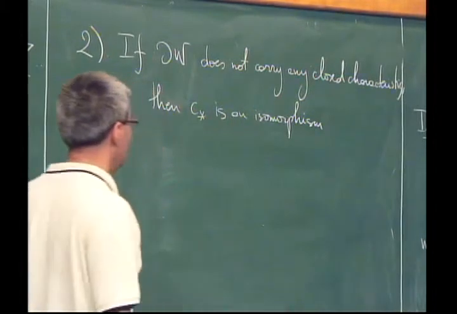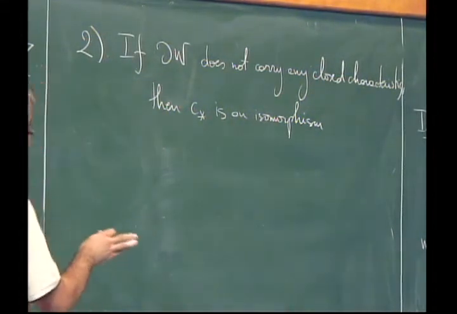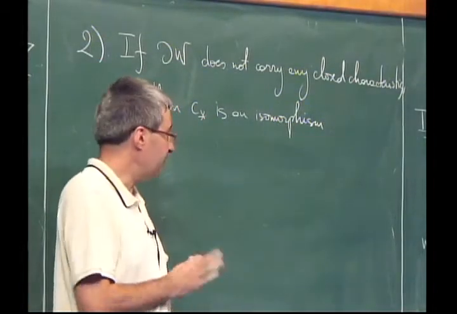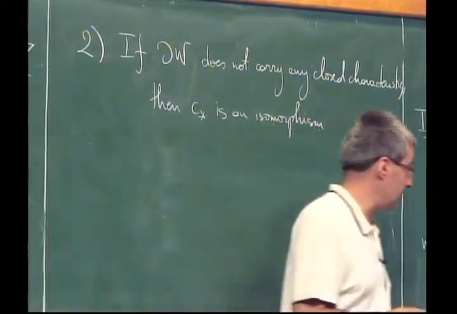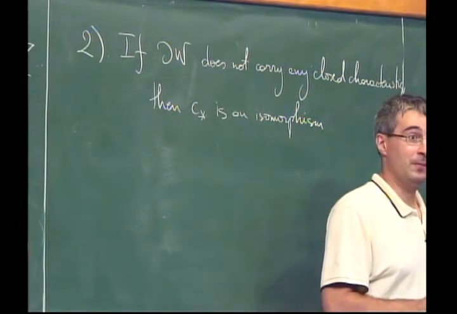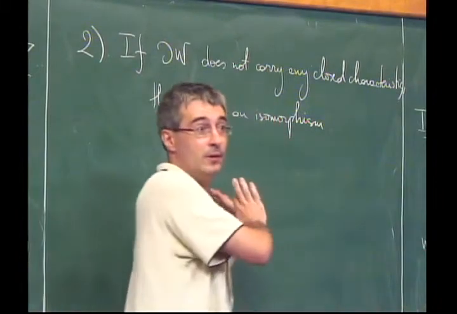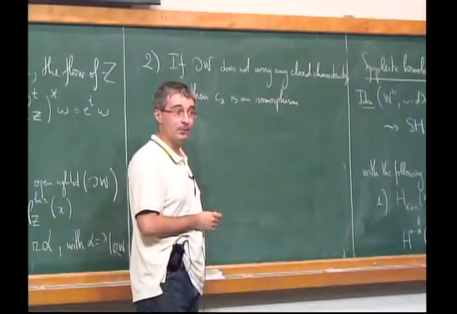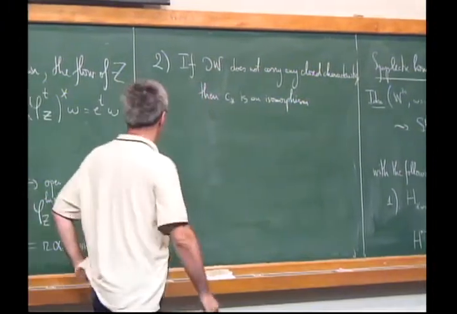Yeah? And this was Viterbo's idea to approach from an algebraic point of view the Weinstein conjecture. If ever you're able to prove that this map is not an isomorphism, you conclude that you must have some closed characteristic on the boundary. So you prove the Weinstein conjecture.